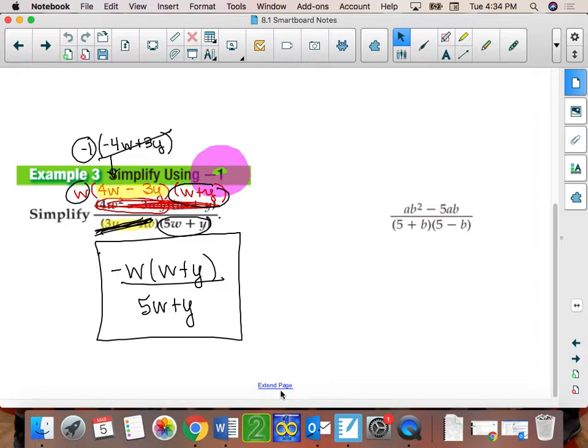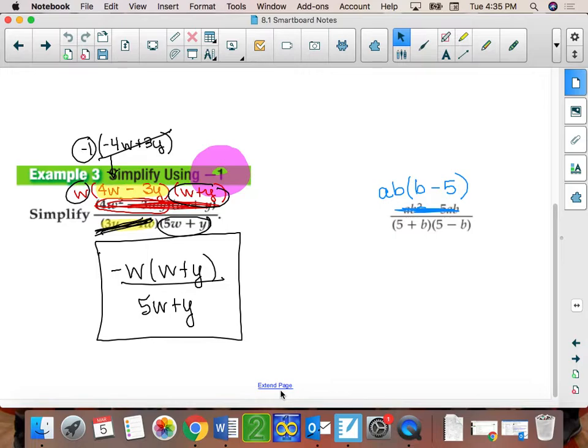Okay, so let's look here. So let's start with our numerator. If you notice the numerator in common, they have an a and a b. So we're going to take out an a and a b from both of those terms. So I'm left with a b times the quantity b minus 5 there, okay? And then I'm going to mark this out because that's done.